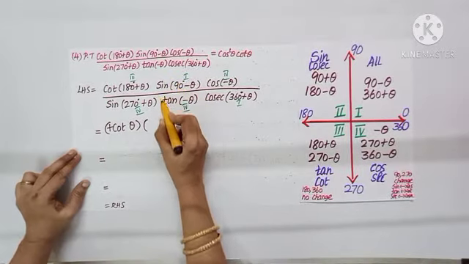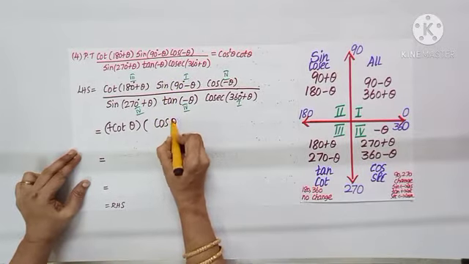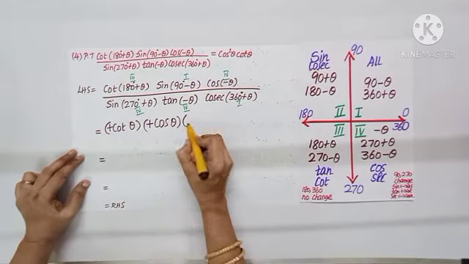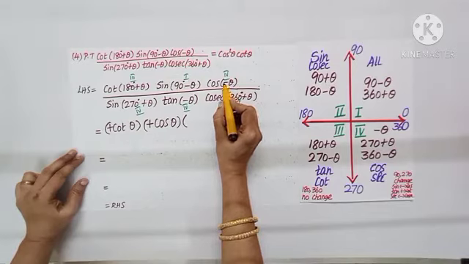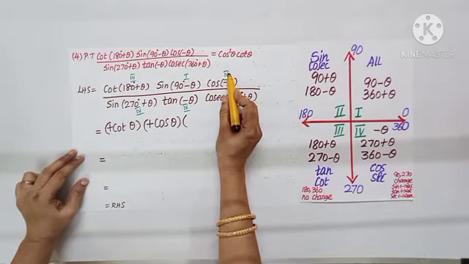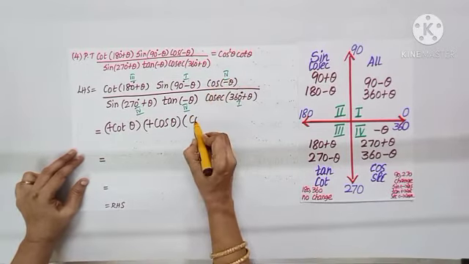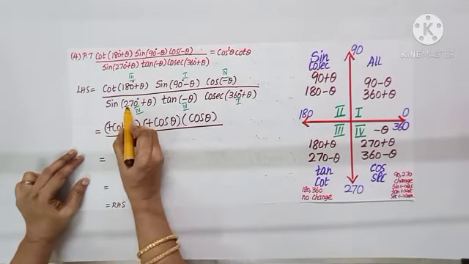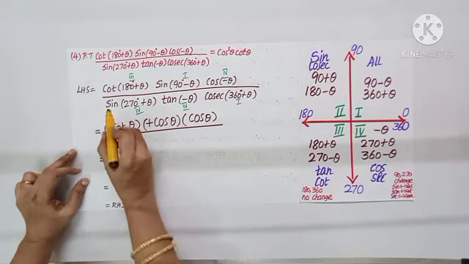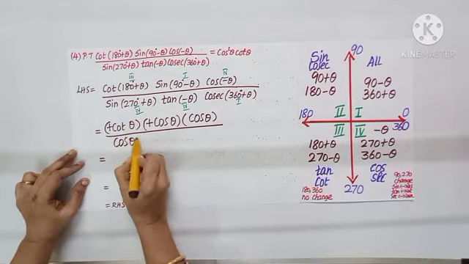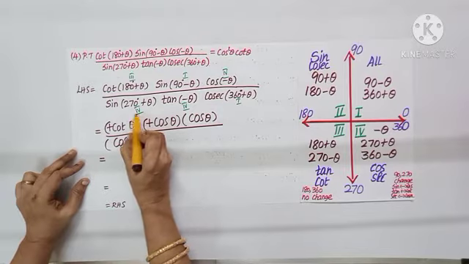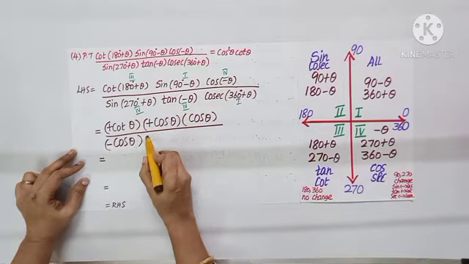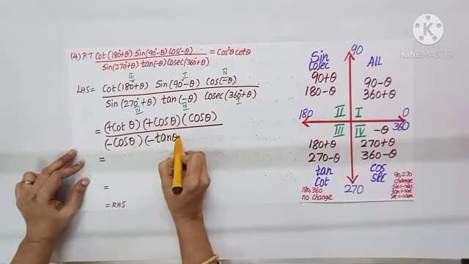90 comes, change. Sin will become cos theta. First quadrant, all the ratios positive. Minus theta, I will check which quadrant? Fourth quadrant, cos positive. So simply write cos theta divided by 270 comes, change. Sin will become cos theta. In fourth quadrant, sin negative. Fourth quadrant, tan negative, minus tan theta.